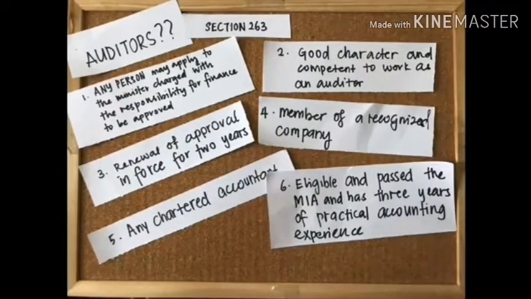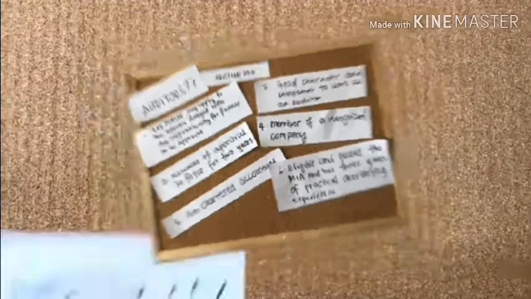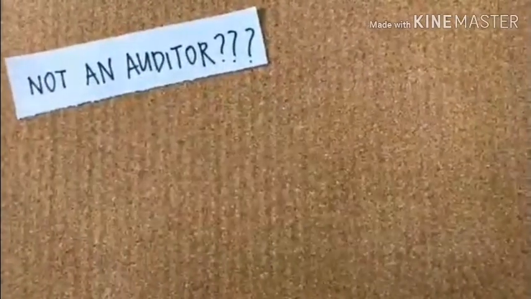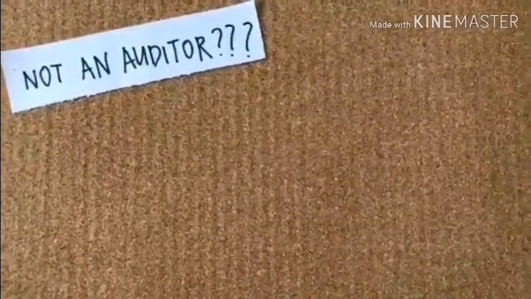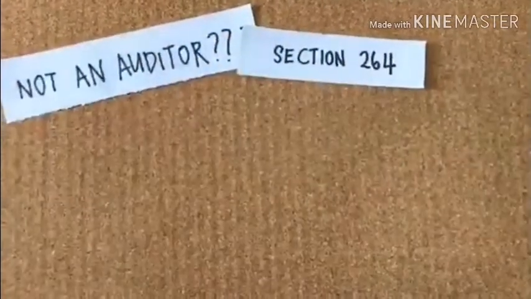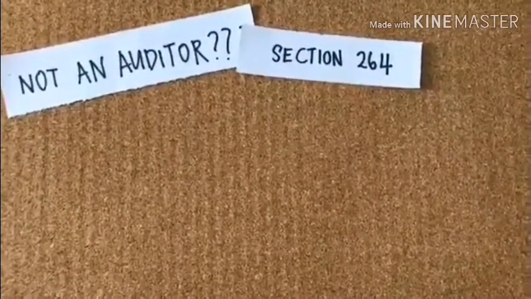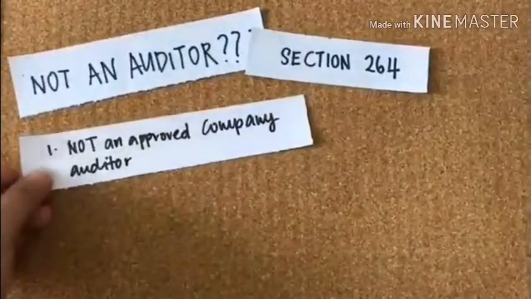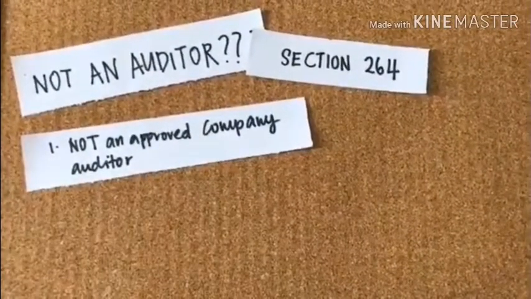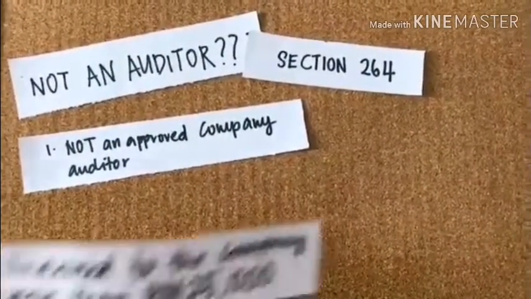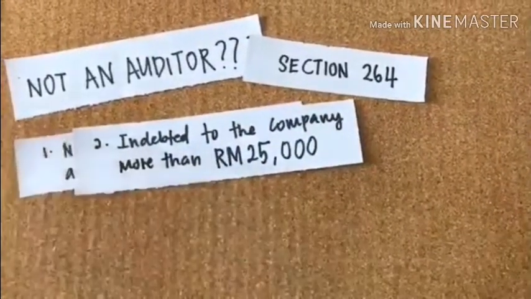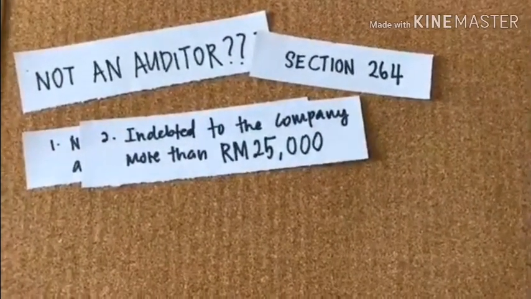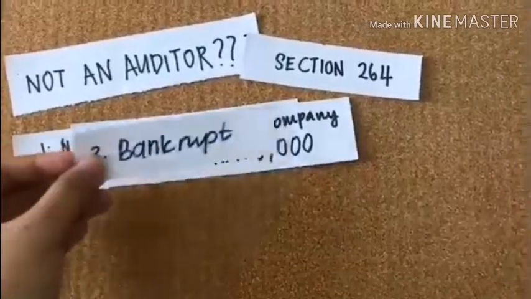Now, moving on to the next one. How is a person disqualified from becoming an auditor? According to Section 264 of the Companies Act 2016, anyone who is not approved to become the company auditor may not become an auditor. Secondly, anyone who is indebted to the company of more than 25,000 ringgit.